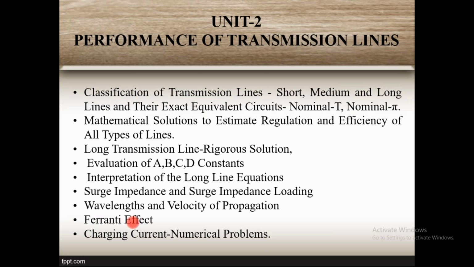And next is wavelength and velocity of propagation. Propagation means how the voltage travels. Some transmission lines are AC and some DC, right? There is no problem in DC transmission lines. If it is an AC transmission line, the voltage wave should be sinusoidal. If any disturbance occurs, there is a change in the sinusoidal wave. So how can we maintain proper wave propagation in the waveform?